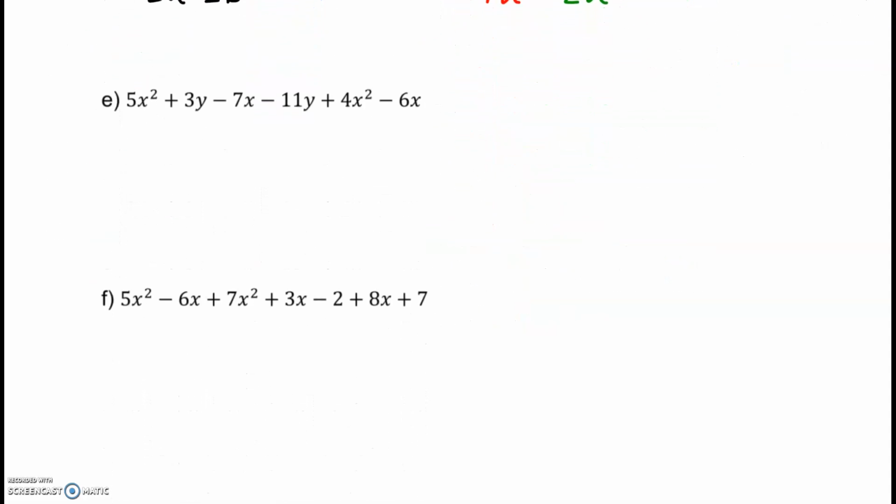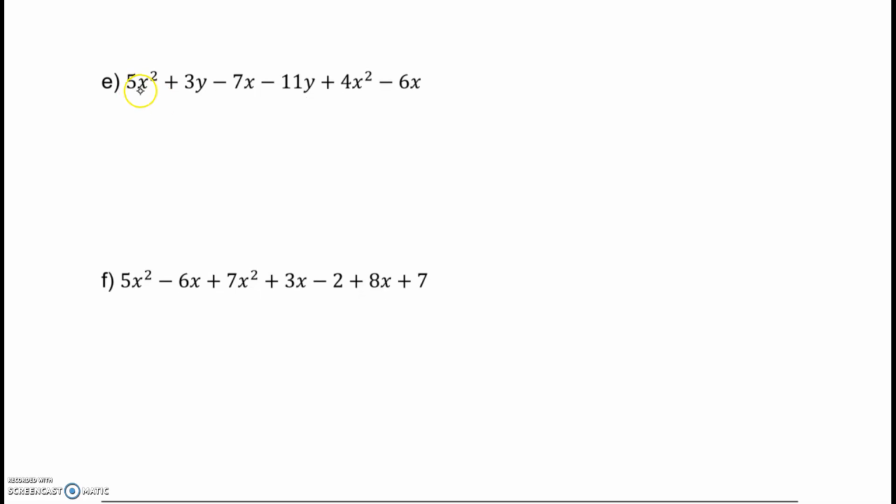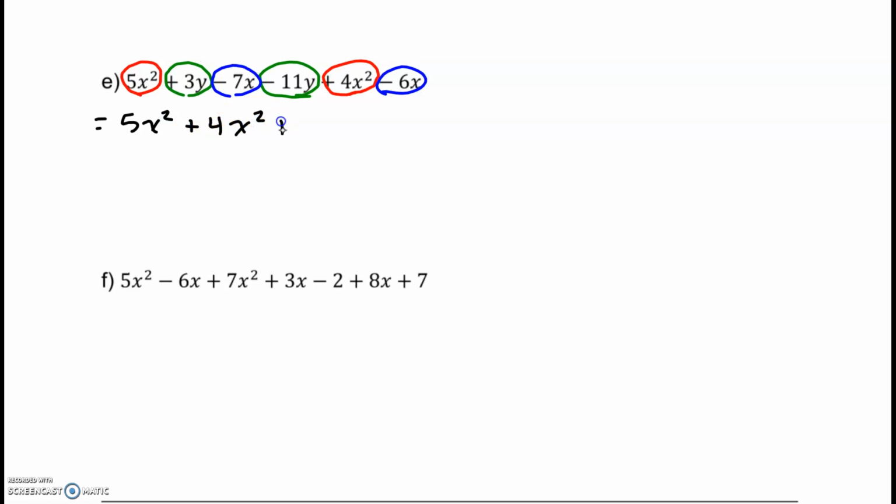All right, let's try E. So I'm going to go ahead and circle my like terms. I have 5x squared, 4x squared. I have 3y and negative 11y. And then I have negative 7x and negative 6x. All right, so let's write them down together. So 5x squared goes with 4x squared, plus 3y minus 11y. So those are my green. And then negative 7x minus 6x.